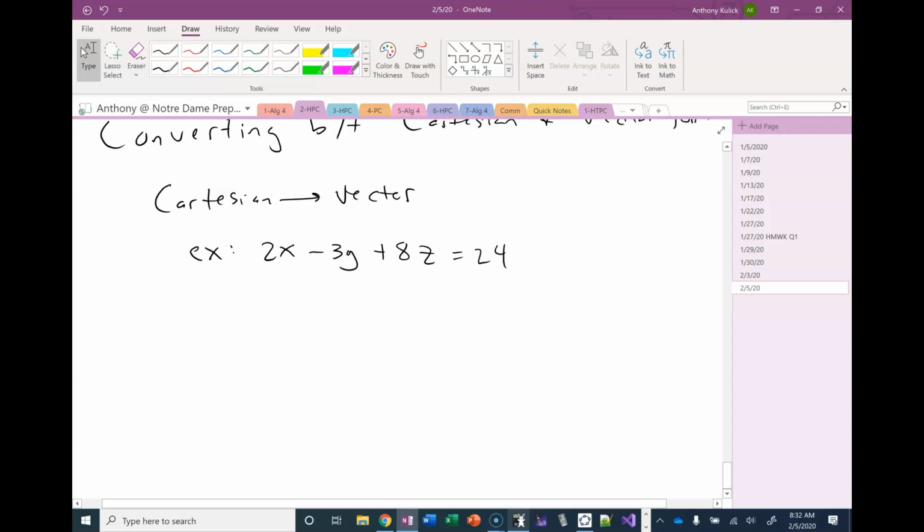All I'm going to do here is find 3 points on this plane and then use those 3 points to write the vector equation, just like we did previously. So in order to find 3 points on this plane, I'm going to start by making this equation equal to 1. So I'll divide both sides by 24.